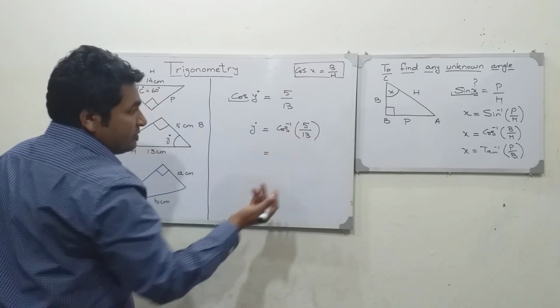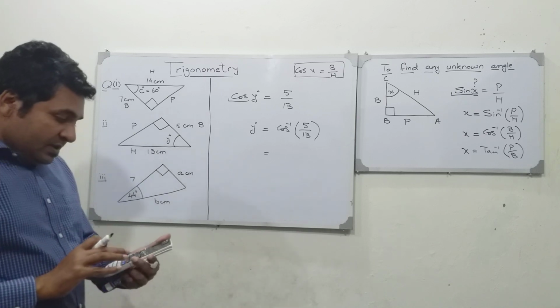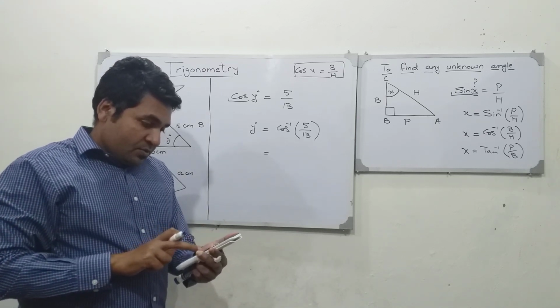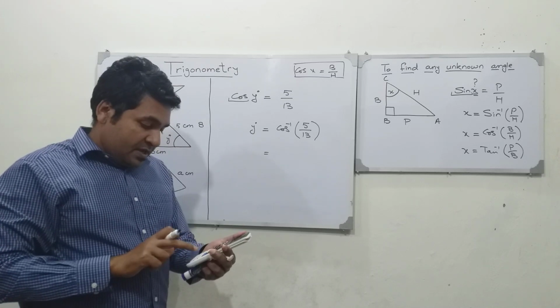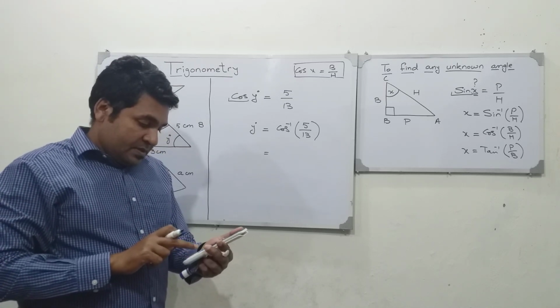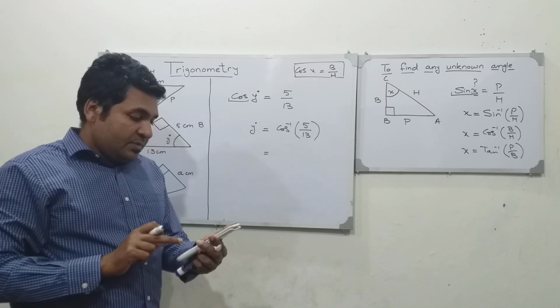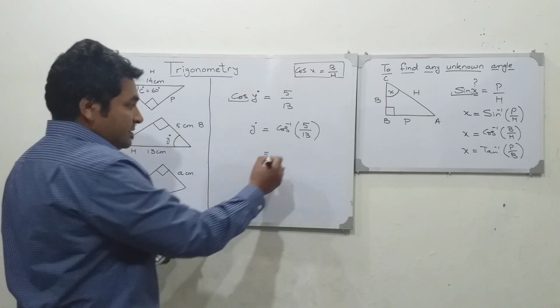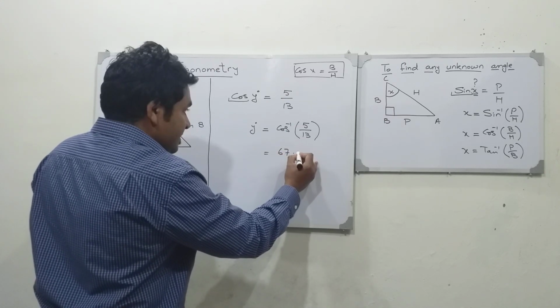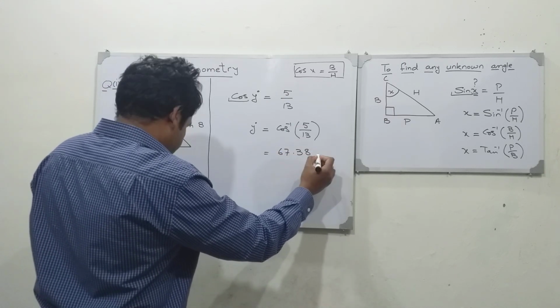And now you have to take the help of your calculator. So write shift cos 5 over 13, and your answer will be 67.38 degrees.